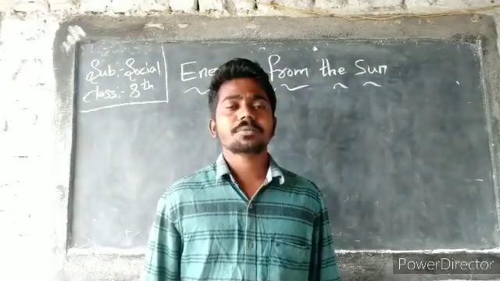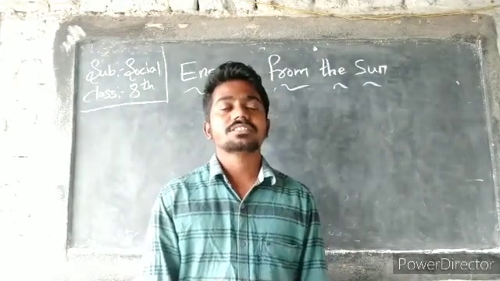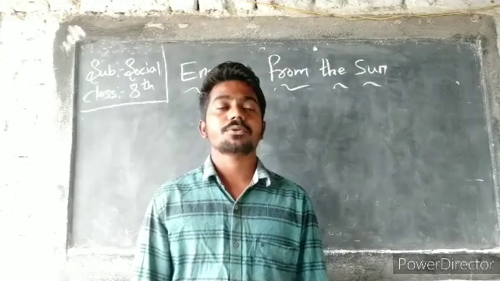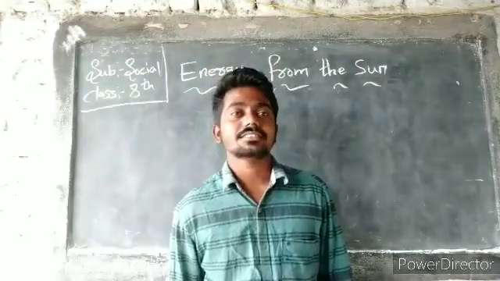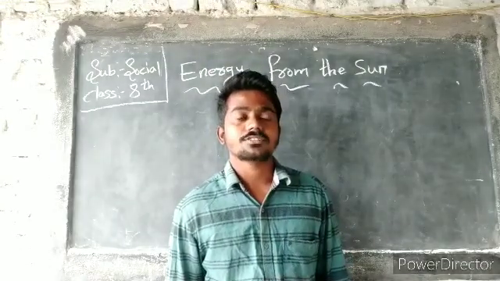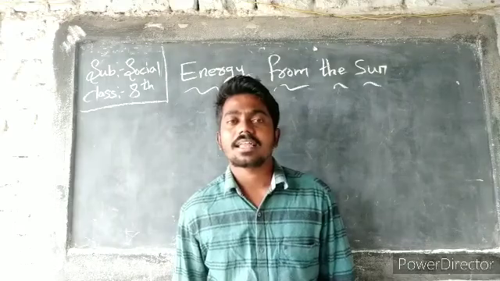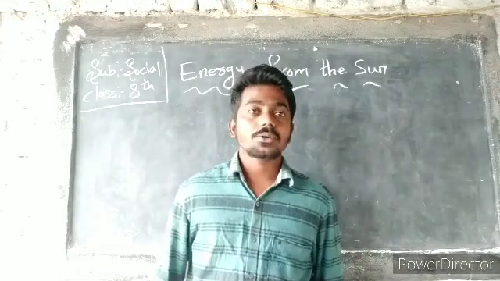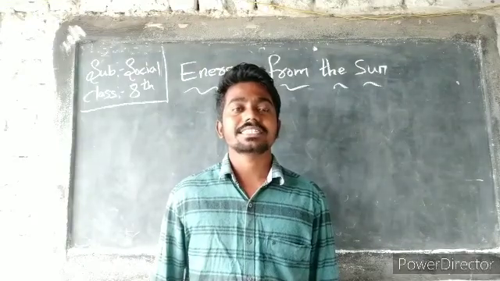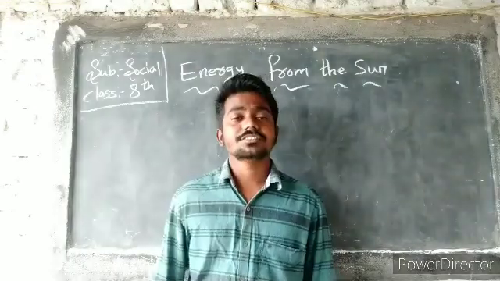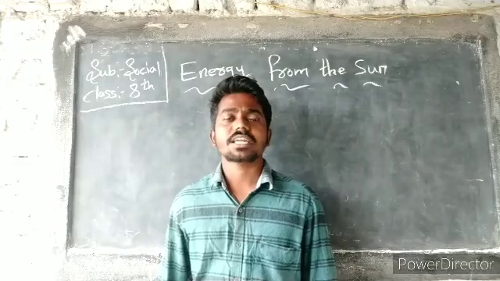The energy produced by the sun comes in the form of sun's rays. You can see and feel it in the form of light and heat. Not only are we receiving this energy, but we are also receiving UV rays, X-rays, and radio waves from the sun, which we cannot see and cannot feel.